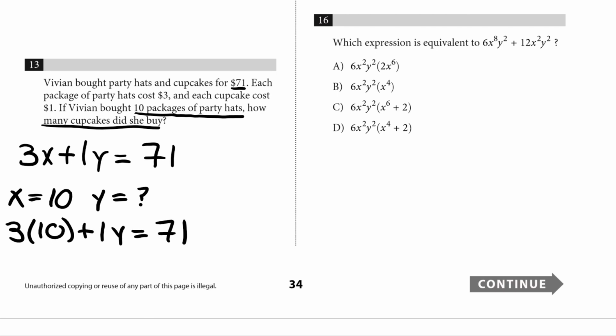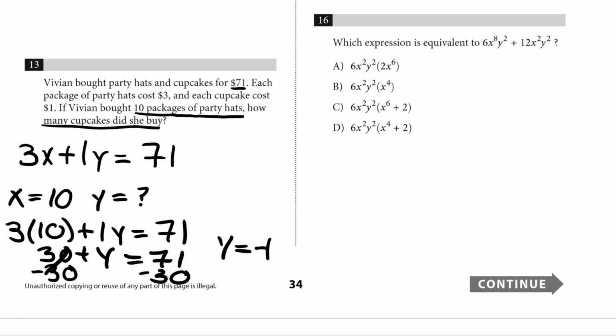71. 3 times 10 is 30 plus y equals 71. And to get y by itself, we're going to subtract 30 on each side. This gives us y equals 41. So if she bought 10 packages of party hats, that means she bought 41 cupcakes.